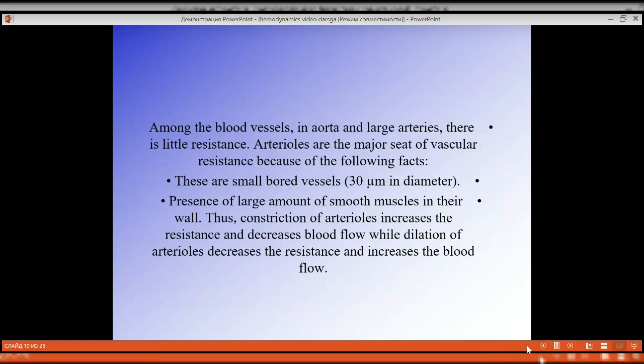Among the blood vessels, in the aorta and large arteries, there is little resistance. Arterioles are the major seat of the vascular resistance because of the following facts. These are small bored vessels. Their diameter is 30 micrometers. Presence of a large amount of smooth muscle in their wall. Thus, constriction of arterioles increases the resistance and decreases the blood flow, while dilation of the arterioles decreases the resistance and increases the blood flow.